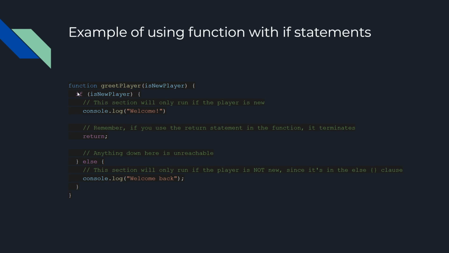So here's an example. We have if the player is a new player, so we assume this is a boolean that whatever is outside this function is passing in. If it's a new player, then we say, okay, welcome, and then we return. Remember, the return statement will terminate your function immediately. Once you return something, the function will just drop out and then resume execution outside of the function. Down here, we have the else, so this will only get run if the player is not a new player.